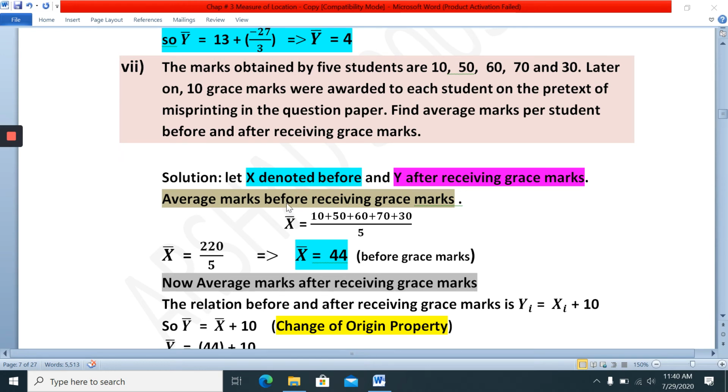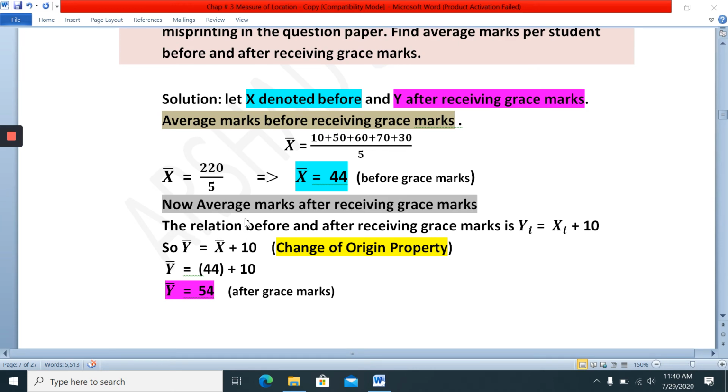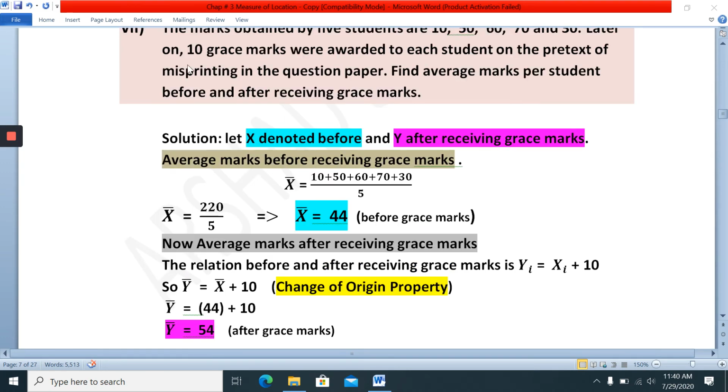Now the average marks after receiving grace marks. The relation before and after receiving the grace marks, according to the property, is Y is equal to x plus 10, because each student is awarded 10 marks. Awarded 10 marks means add 10, a change of origin. Just add 10 to each student's marks. So this becomes the relation.